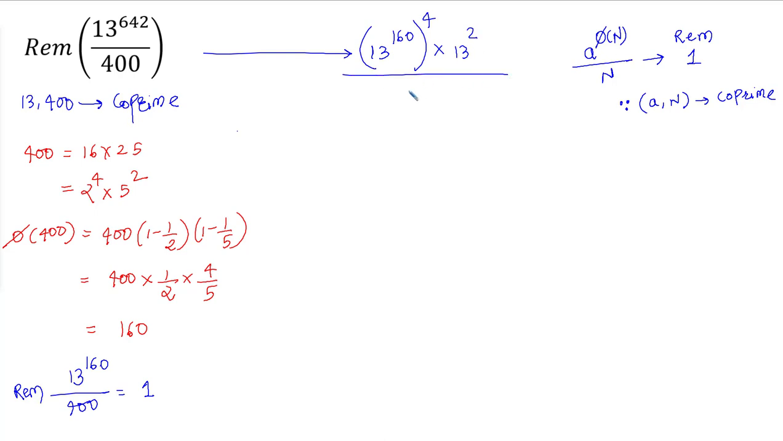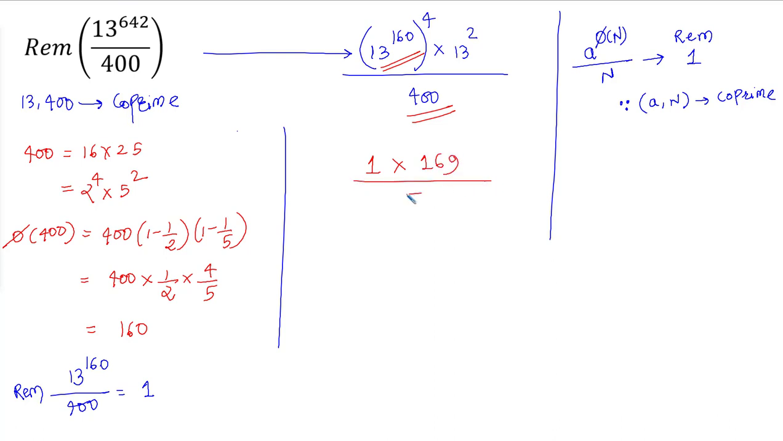Divided by 400. Now what we can see here is, 13 to the power 160 when divided by 400, the remainder is how much? 1 to the power 4, that is 1, into 13 square, 13 square is 169, divided by 400. So the final remainder is going to be how much? The final remainder is going to be 169 only.